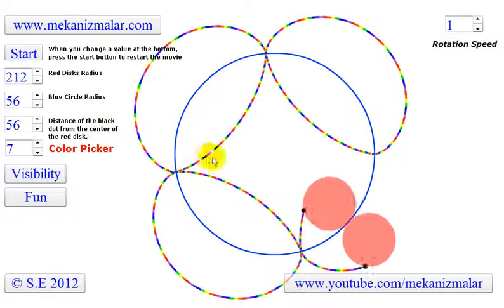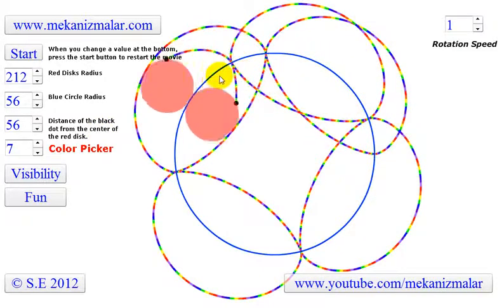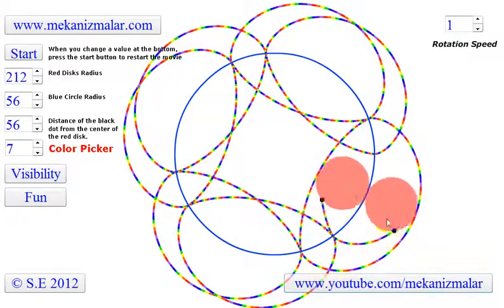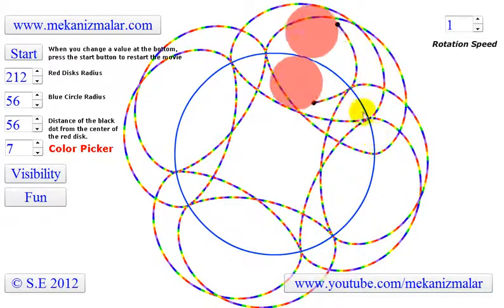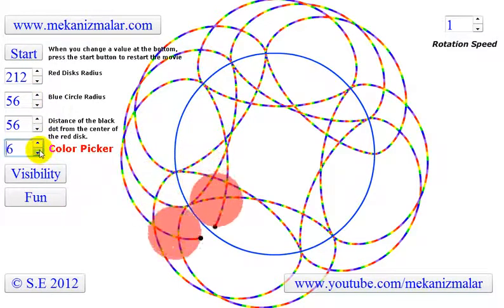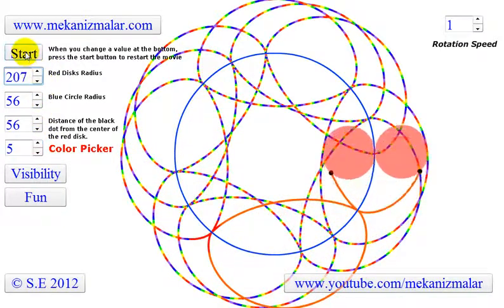The curve generated by the black dot attached to the inner red disc is called a hypocycloid, and the other attached to the outer red disc is called an epitrochoid. Since the distance of the black dots from the center of the red disc can be any number, an infinite number of curves can be generated.